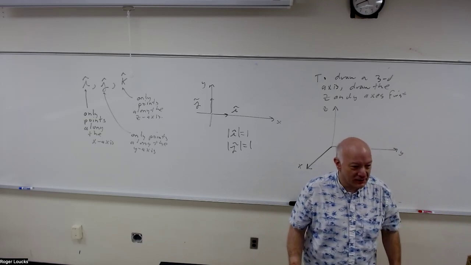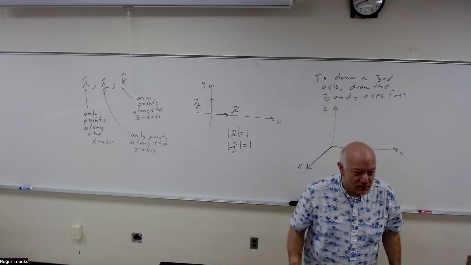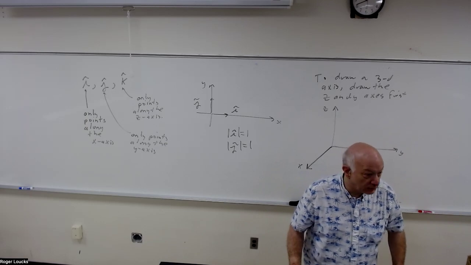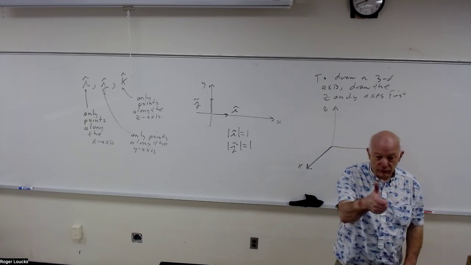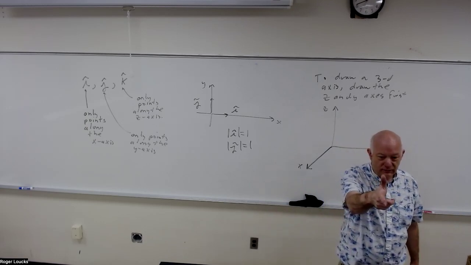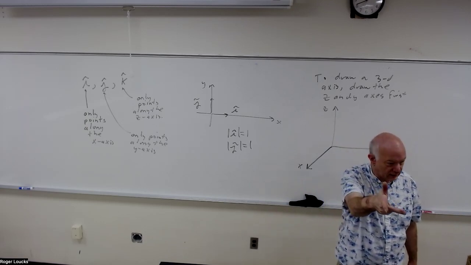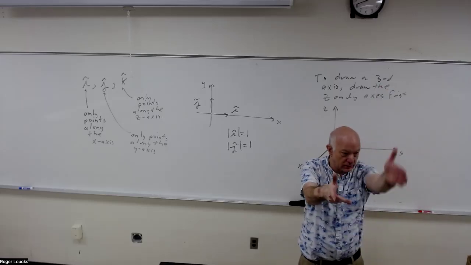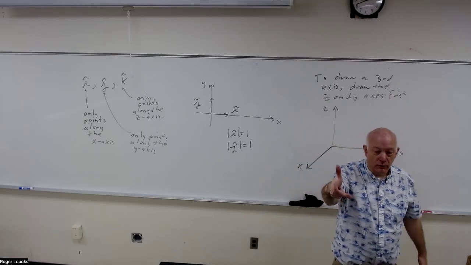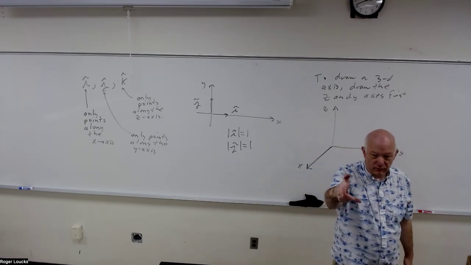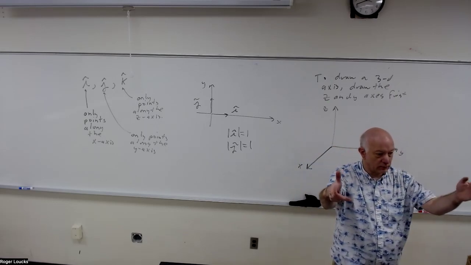I'll give you just a little more advanced information. A left-handed coordinate system is basically the mirror image of something, and let me show you how that works. So here's my z-axis, here's my x-axis, and here's my y-axis. This is a right-handed coordinate system. Imagine I have a mirror here. In the mirror, if this is my z-axis, how would my image look over here?